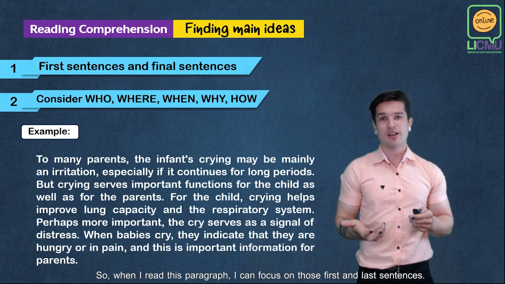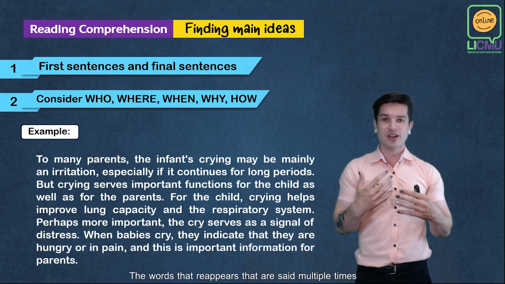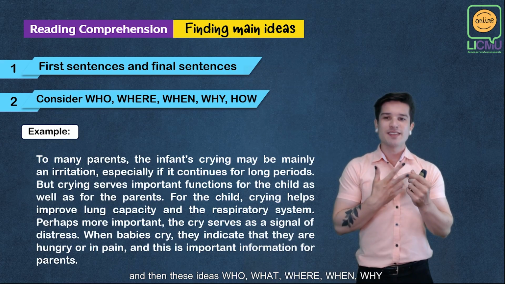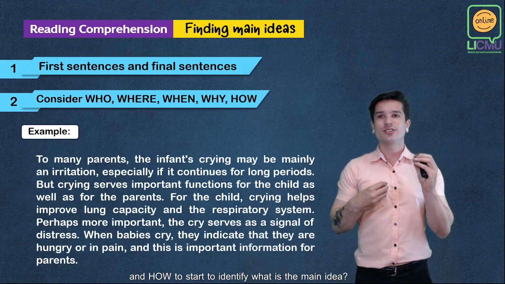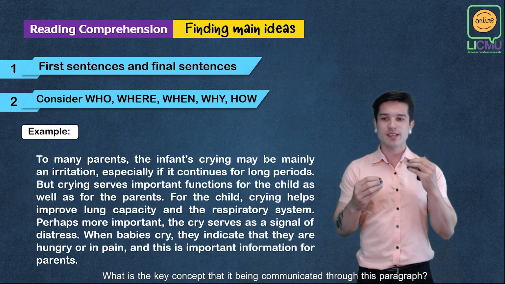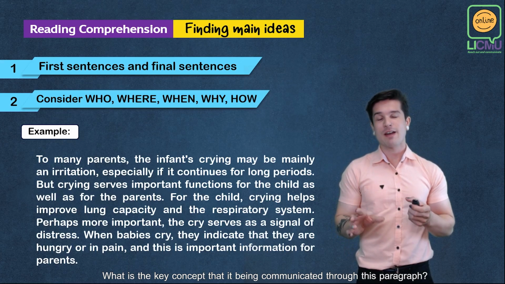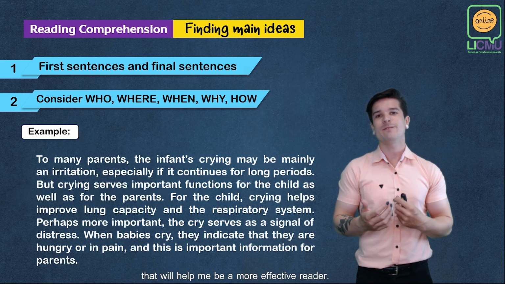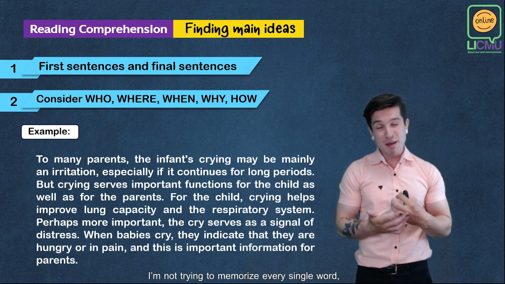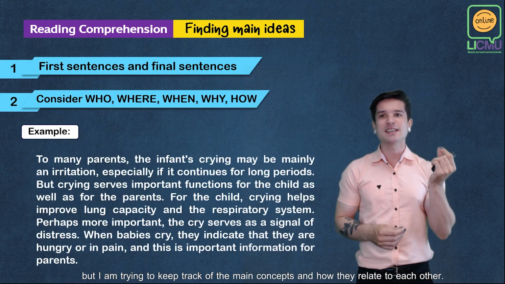So when I read this paragraph, I can focus on those first and last sentences, the words that reappear, that are said multiple times, and then these ideas, who, what, where, when, why, and how, to start to identify what is the main idea, what is the key concept that is being communicated through this paragraph. And when I have an idea of finding the main ideas, that will help me be a more effective reader. I'm not trying to memorize every single word, but I am trying to keep track of the main concepts and how they relate to each other.